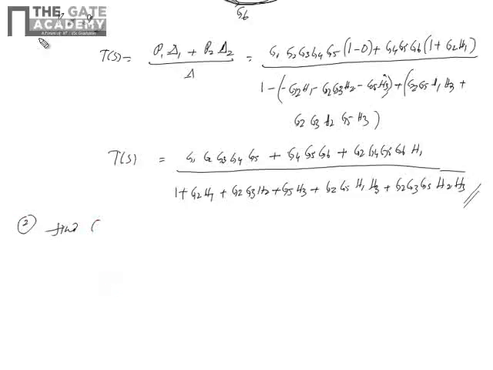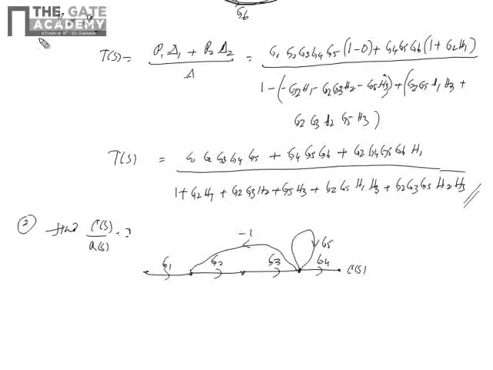Find Cs by Rs. This is G1. Next, G2, G3, G4, G5 with minus H1, G2 with minus H2, G6 with minus H3. Yes, okay. Now find out the K value.